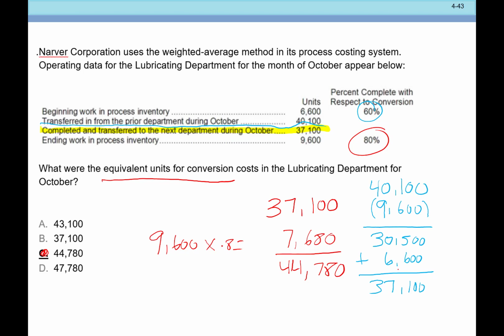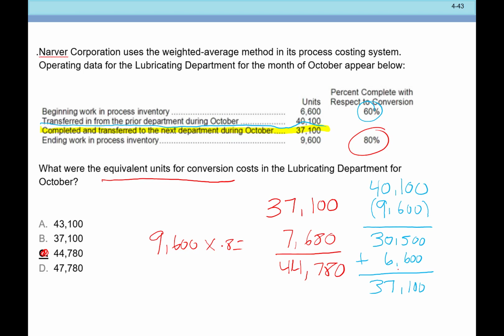percentages for the beginning work in process. Do I care? I do not care. I'm not going to use that number. Transferred in from the prior department, 40,100. Completed and transferred to the next department. Thank you, God. Thank you. If they give me that number, this question becomes a piece of cake, doesn't it? So I pick that number up. I then just have to add the equivalent units for the ending inventory, 80% of 9,600.